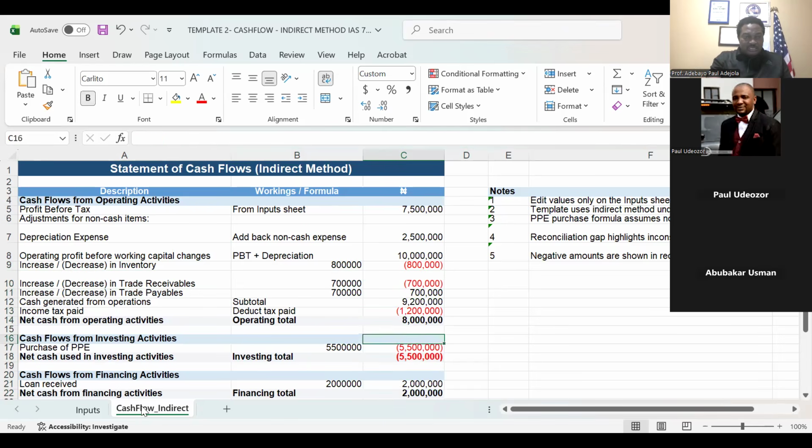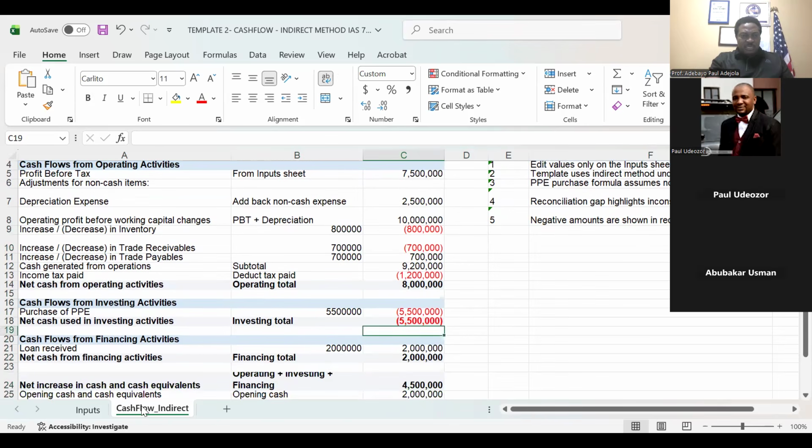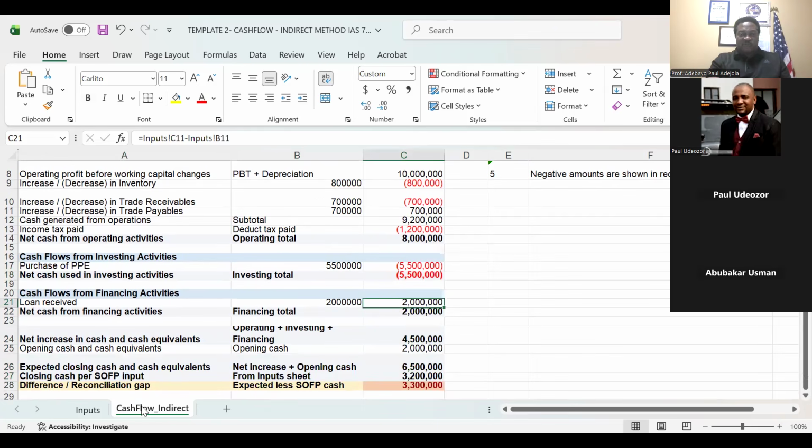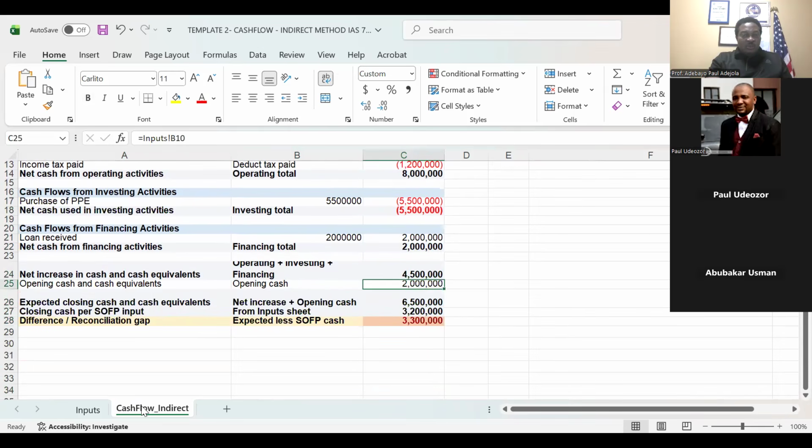We have net cash flow from operating activities. I'm just showing us. Then net cash flow from investing activities. The only item they invest on here is purchase of property, plant, and equipment. Then we have net cash flow from financing activities, loan received, sources of finance. Then at the end of the day, we have here opening cash and cash equivalent. Net increase in cash, they now added from our question, opening cash.